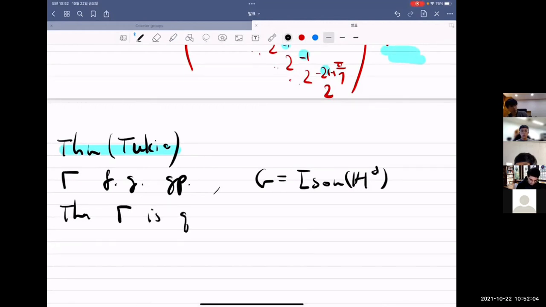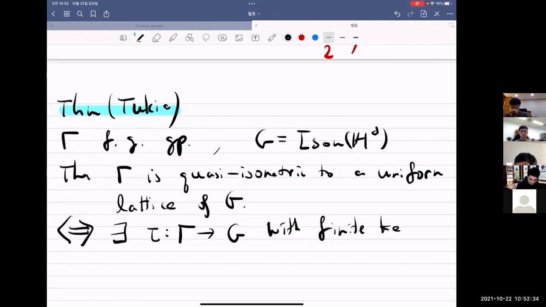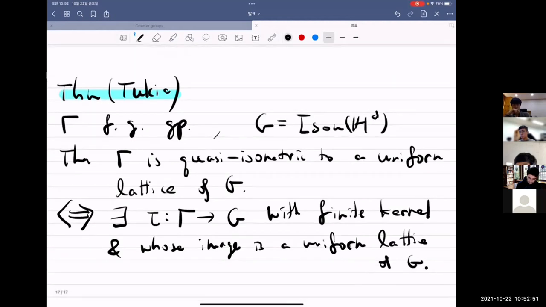Gamma is quasi-isometric to a uniform lattice of the isometry group of hyperbolic space if and only if there exists a representation tau from Gamma to G with finite kernel and whose image is a uniform lattice of G. Okay, so there is this very surprising relation between being quasi-isometric to a uniform lattice and these representations Gamma to G, but with finite kernels.